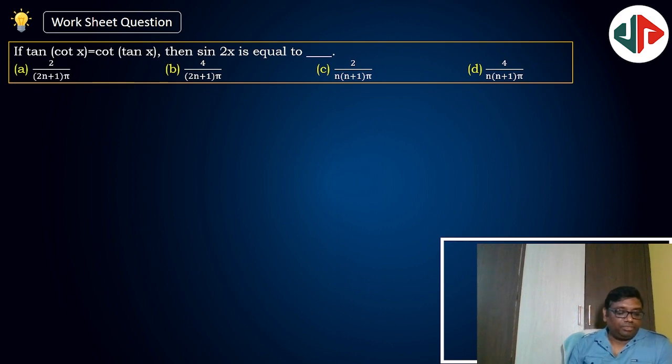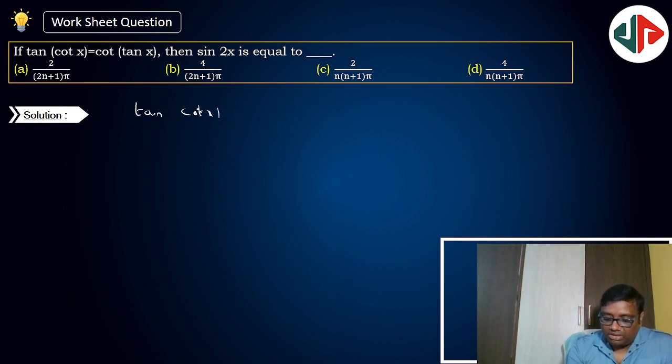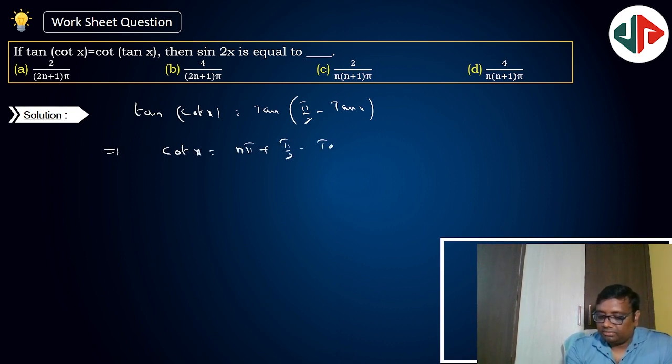Tan of cot x is equal to cot of tan x. Then what is the sine of 2x value? So we can rewrite tan of cot x is equal to cot of tan x as tan of pi by 2 minus tan x. Then it is possible only when cot x is equal to n pi plus pi by 2 minus tan x. So tan x plus cot x is equal to n pi plus pi by 2.